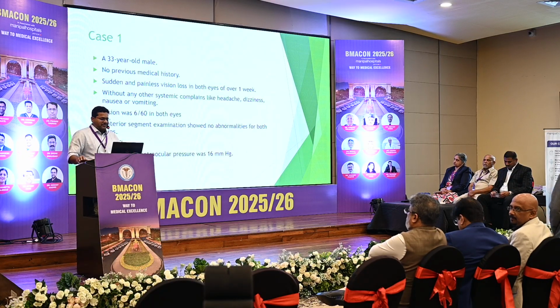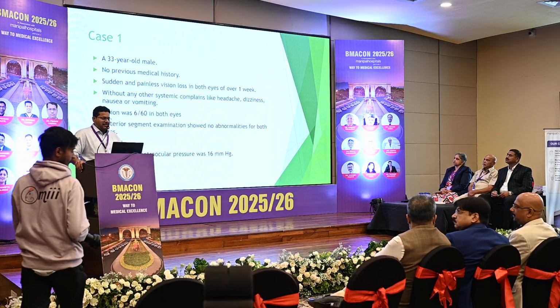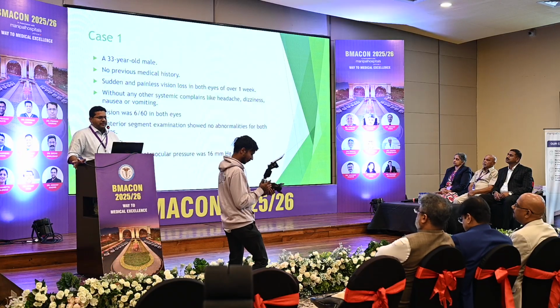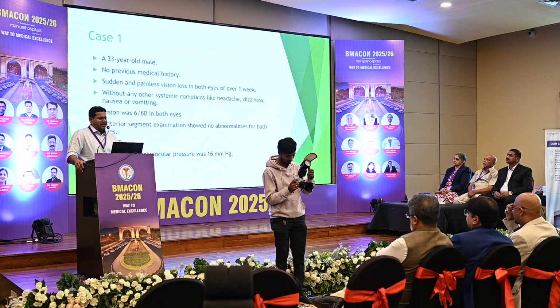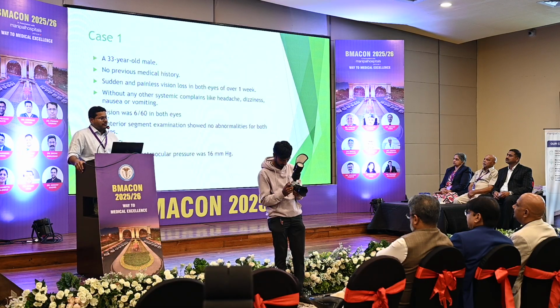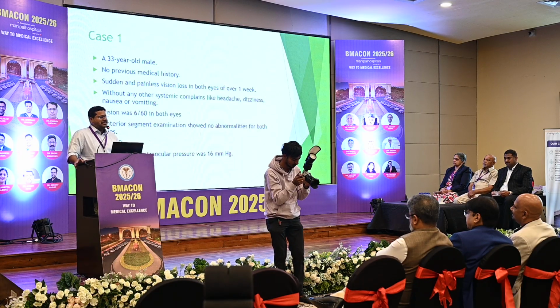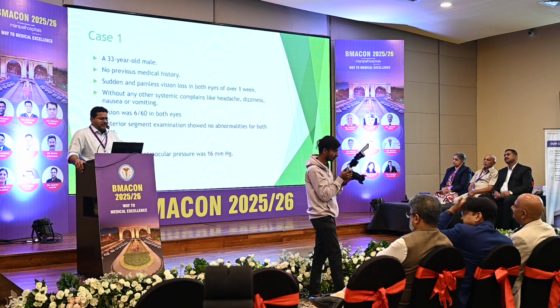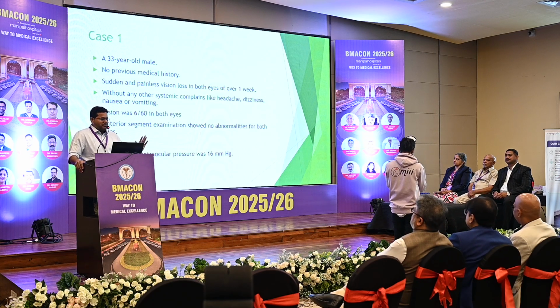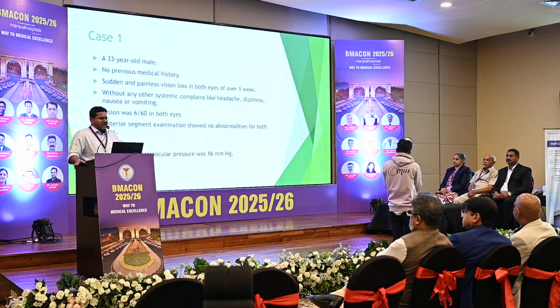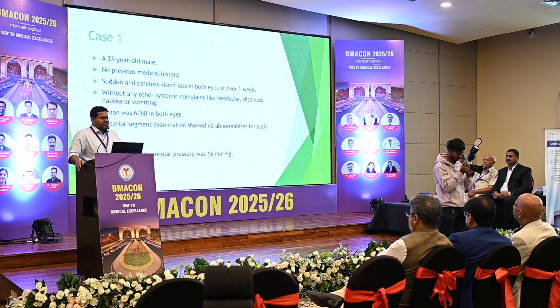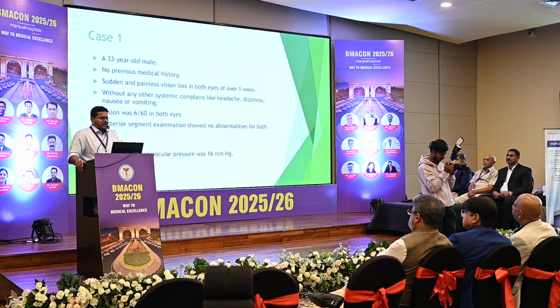So let's start. This was the first case: a 33-year-old male patient, no previous medical history, who suddenly came with loss of vision over a week, without any other systemic illness, headache, or symptom, nothing. Vision was 6/60, significantly lesser. The anterior segment examination showed no abnormality. The pupils were reacting, which is very important again. Always check the pupils if there is vision loss. The bilateral intraocular pressure was normal.